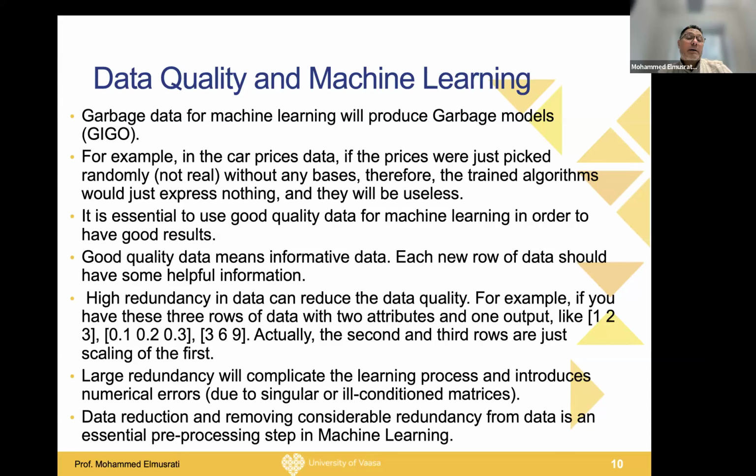So redundancy is one of the problems in data. Okay, this is one thing.